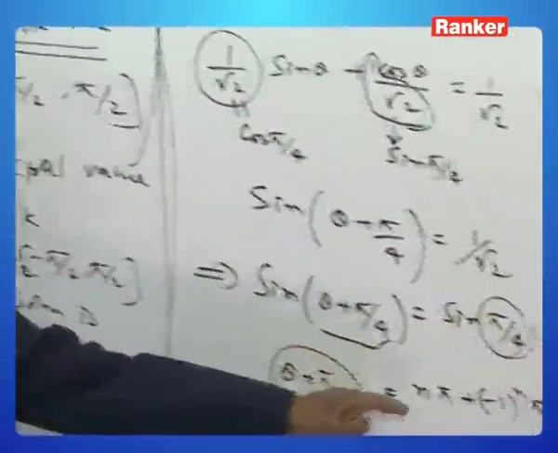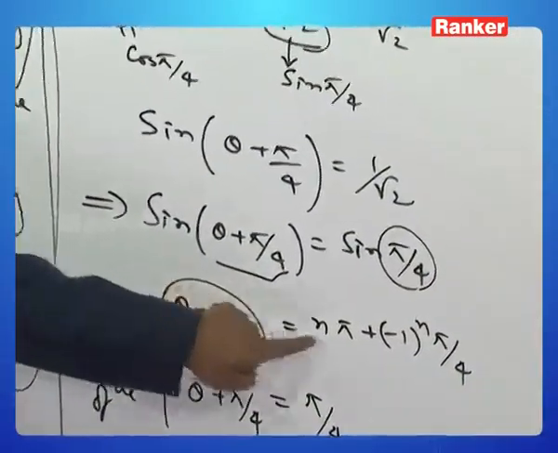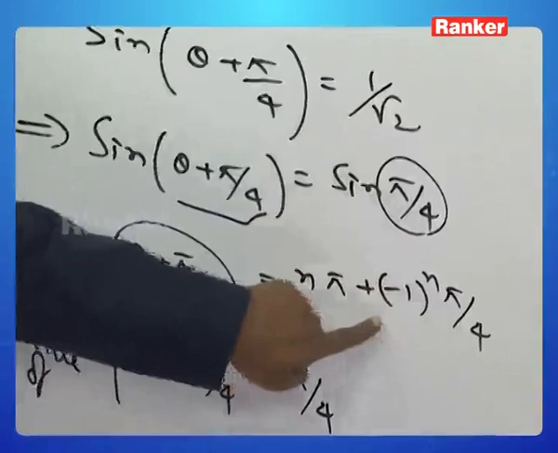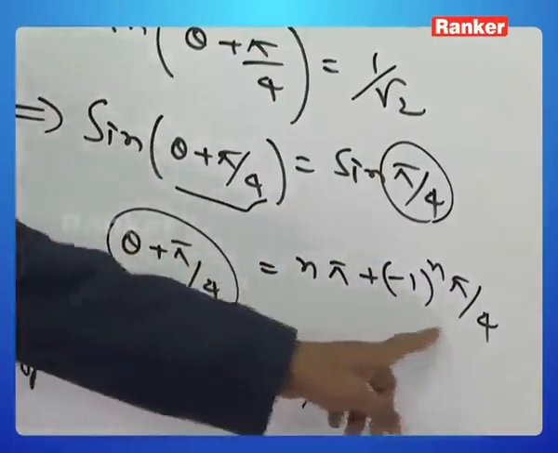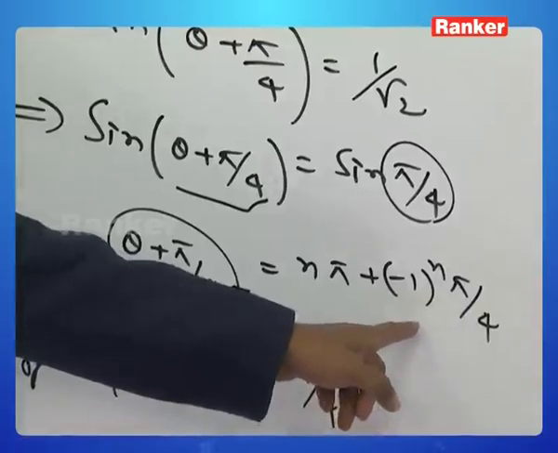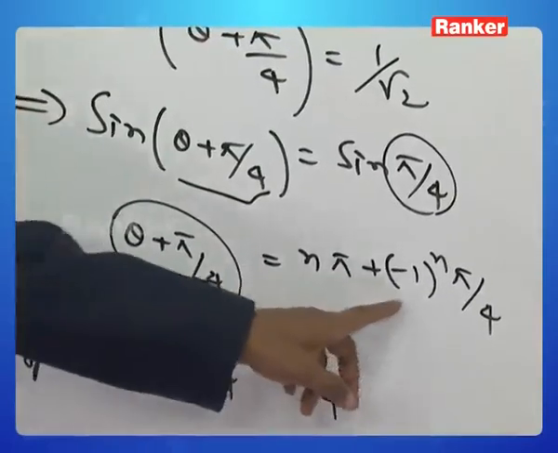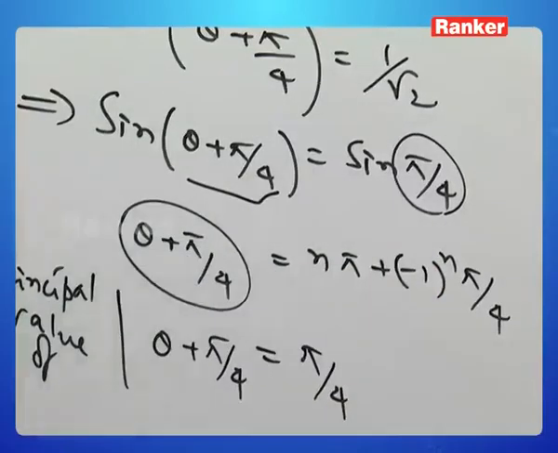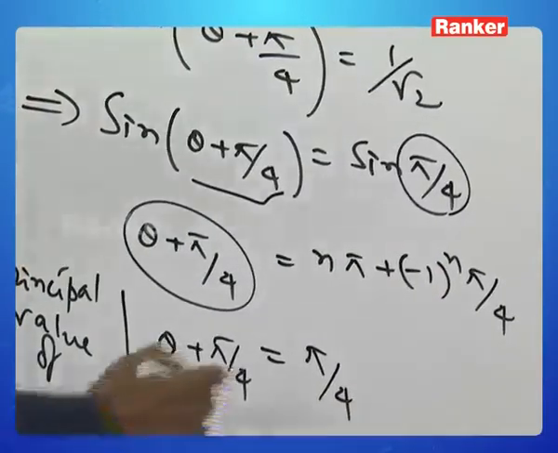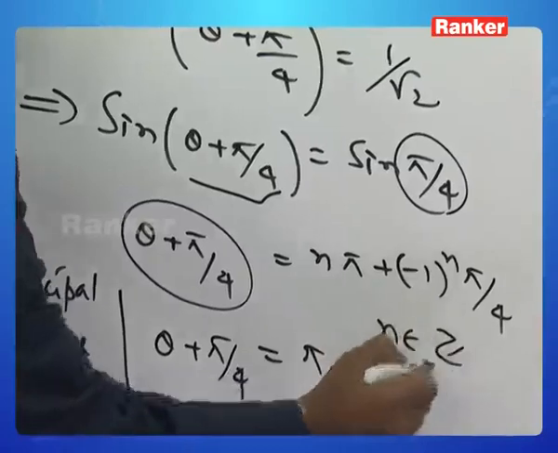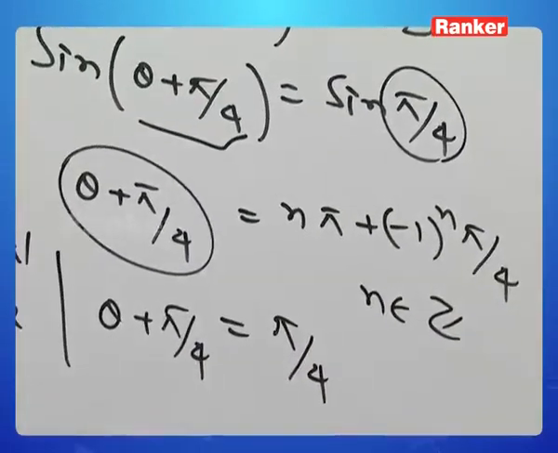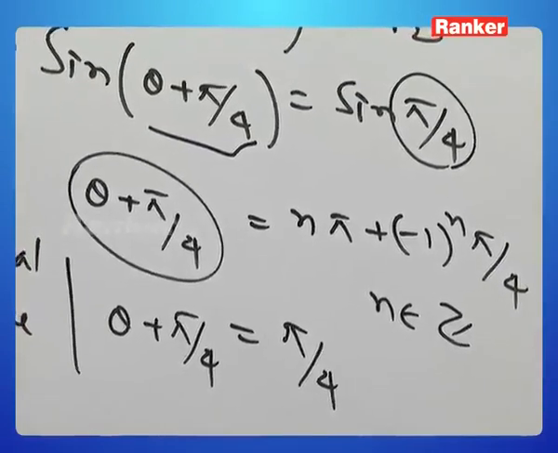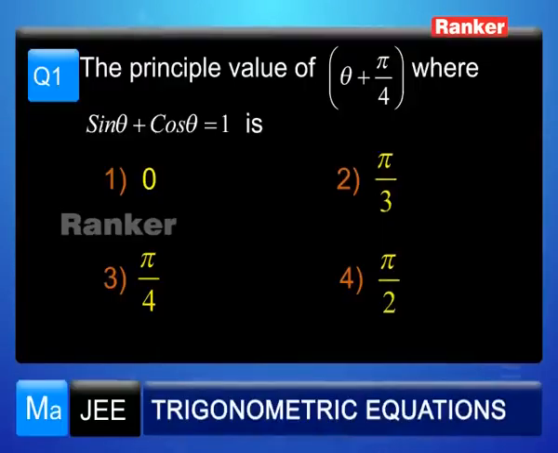Here, therefore, I wrote the general solution theta plus pi by 4 as n pi plus minus 1 power n into pi by 4. But I want this to belong to minus pi by 2 to pi by 2. So if I take n to be 0, I will get that value. n can be any integer here, so take n to be 0 so that you get the value which lies between minus pi by 2 to pi by 2. So that is the principal value. Therefore, option 3 is the right answer.